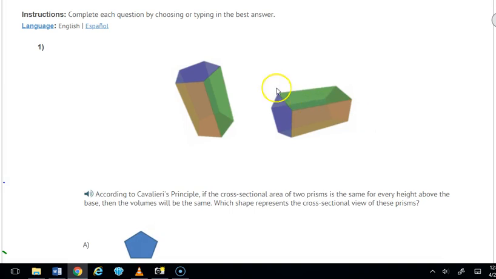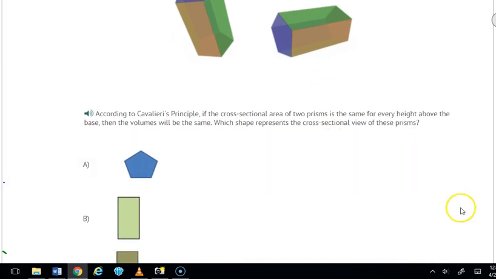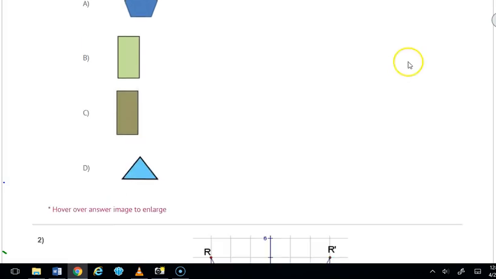So what we need to do is think of if we cut this someplace, what is going to produce the same shape everywhere? Obviously, that's going to be the pentagon. Now, I also want to remind you guys that Cavalieri's principle basically tells us that if the two shapes have the same base and they're the same height, then they are the same volume. So if you don't remember what Cavalieri's principle is, you need to write it down. If the two shapes have the same area of the base and they are the same height, they have the same volume. So again, the answer was this one up here, A.